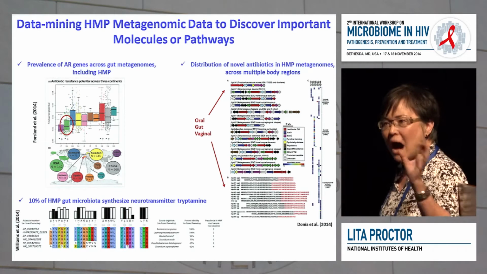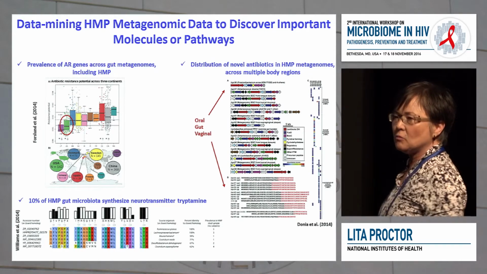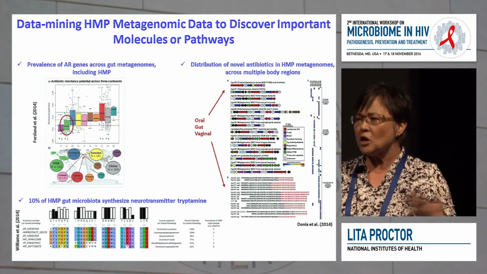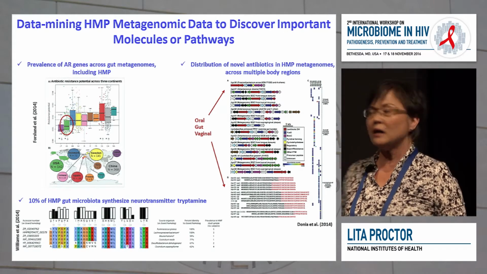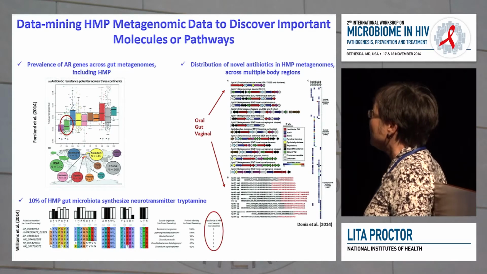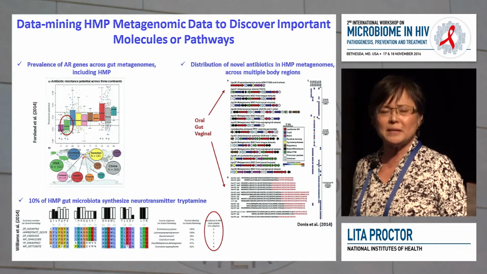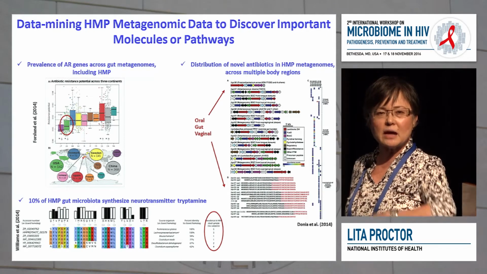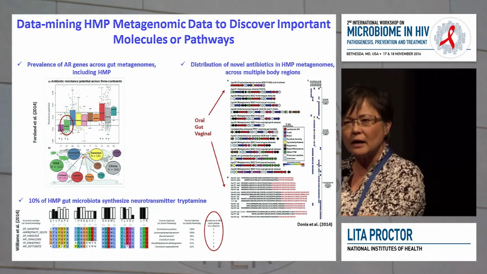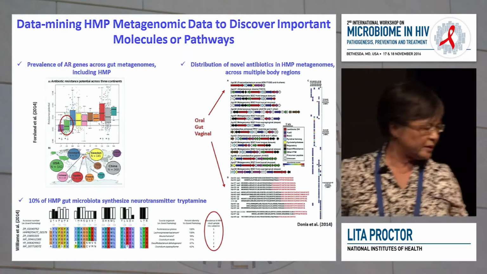And a third example of how you can utilize metagenomic data for your question is there's a lot of interest in the role of the gut microbiome in the gut-brain axis. And you know, we've heard the old throwaway line that 80% of the serotonin that your body sees is produced in your gut. Well, they went ahead and mined the metagenomic data along with other data to show that something like 10% of the HMP gut microbiota appeared to synthesize another neurotransmitter, tryptamine. And they went ahead and verified that that was actually active tryptamine. So those are just kind of quick snapshot ways that you can utilize the data that's being produced by the HMP, even though you're not necessarily studying the same system that they studied in the HMP.